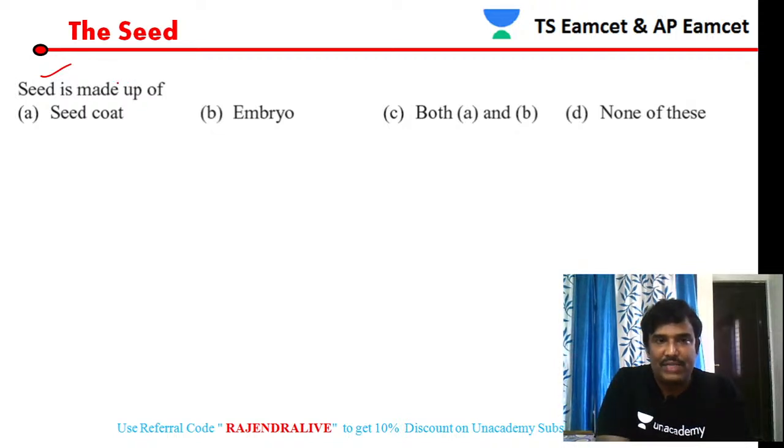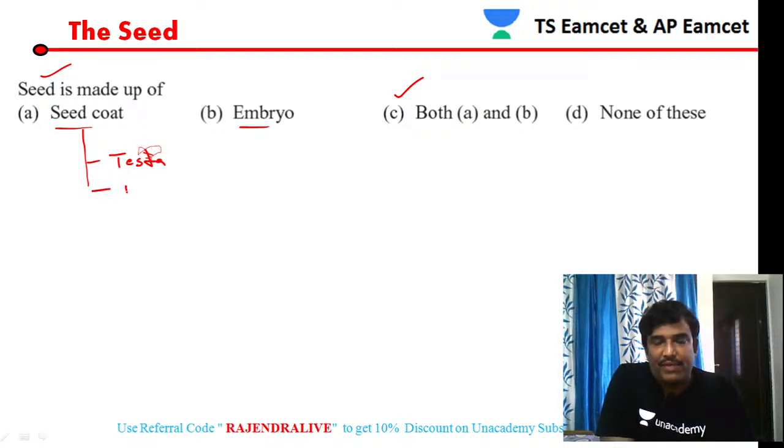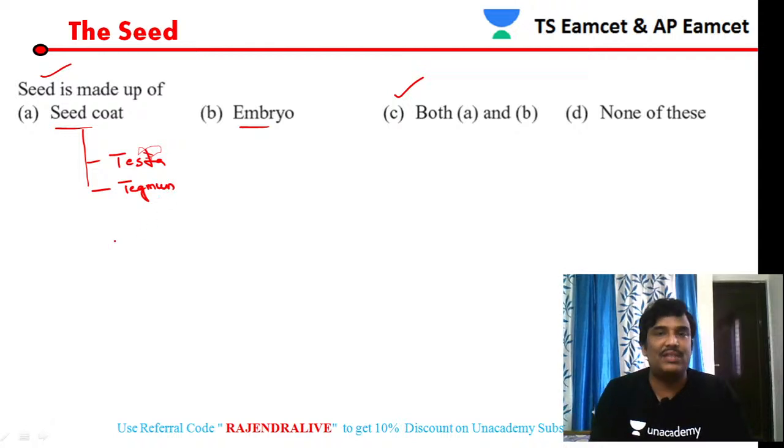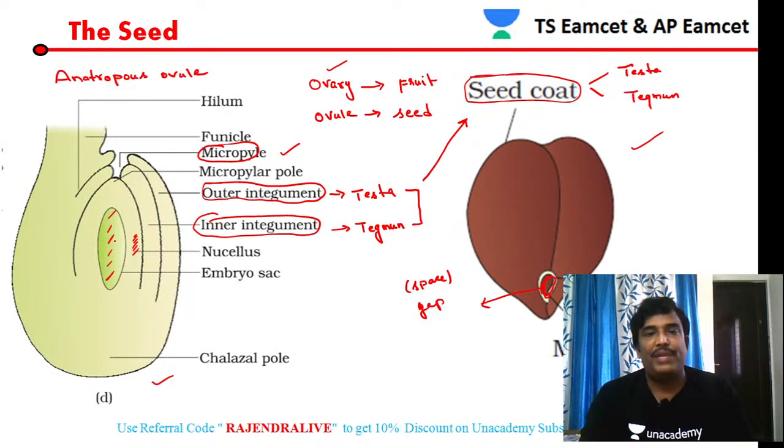Now let us see what a seed is made up of. A seed is composed of seed coat as well as embryo. Inside the seed coat we have the embryo. That is the reason we'll take the answer as both A and B. We have already seen the seed coat is composed of testa as well as tegmen. Testa is developed from the outer membrane, whereas tegmen is developed from the inner membrane.